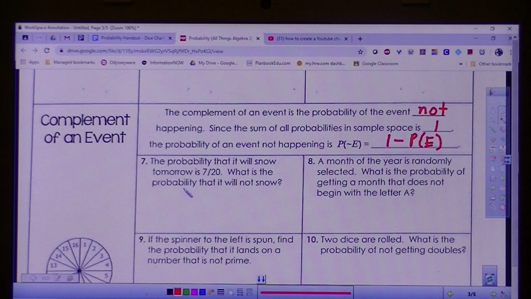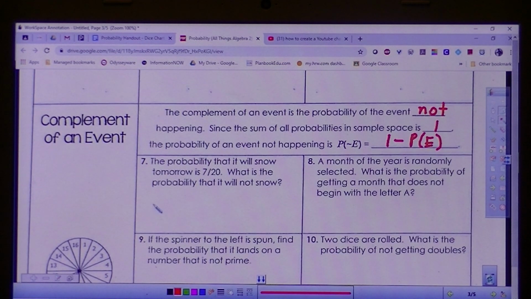So let's do some examples as always. It usually kind of helps us out. Alright. So the probability that it will snow tomorrow is 7 out of 20. What is the probability that it will not snow?